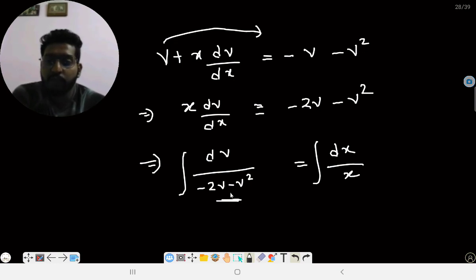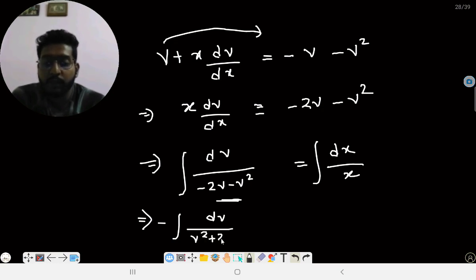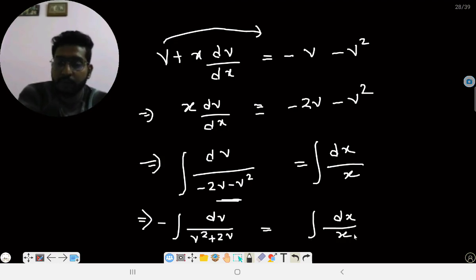Now there are different ways to solve this one. First we can take the minus outside. If I take the minus outside here, that will become dv by v square plus 2v, and here it is dx by x. Done. So there are several ways to do that one.